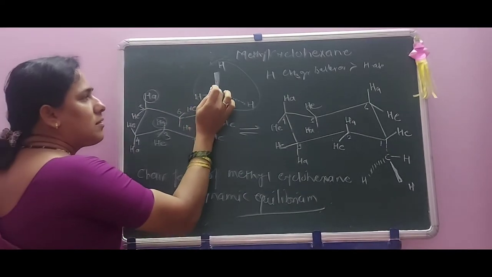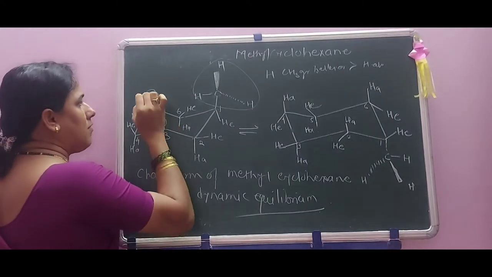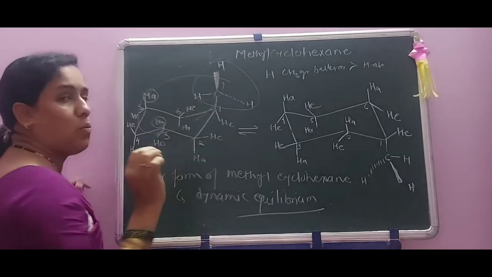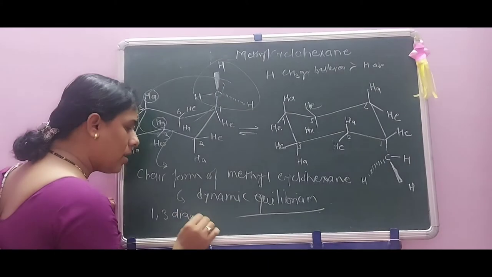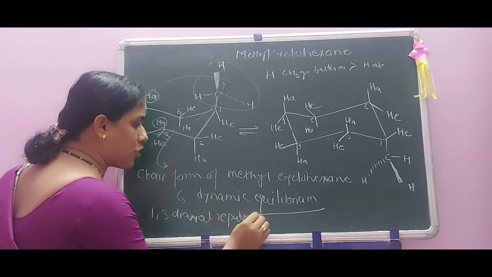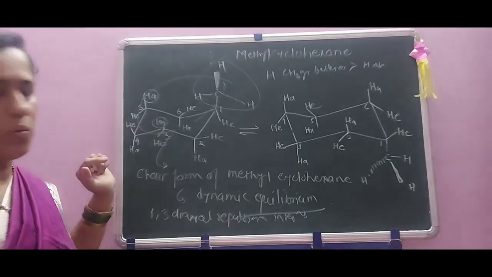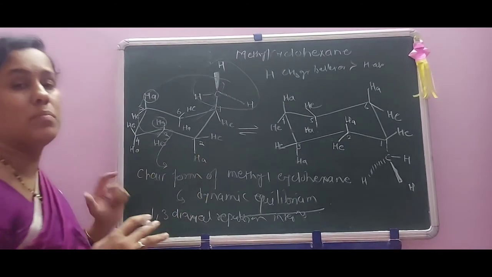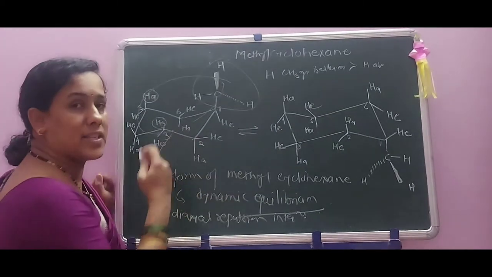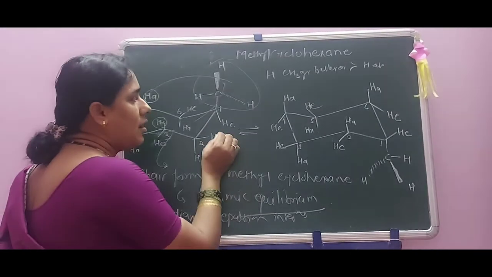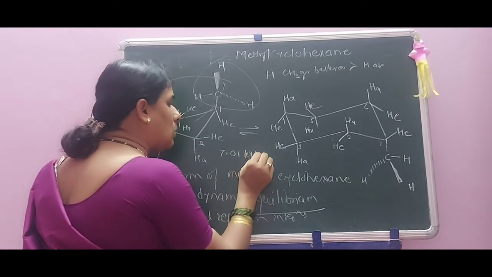Therefore, when this CH3 group is present in the axial position, the hydrogens on carbons 1, 3 and 5 exist on only one plane, which generates 1,3 diaxial repulsion interactions. Repulsion interactions cause steric strain in the molecule. Therefore, the chair form of this methylcyclohexane becomes strained. In order to occupy less energy, it can acquire extra energy other than the equatorial form. That much energy is equal to 7.01 kilojoule per mole.